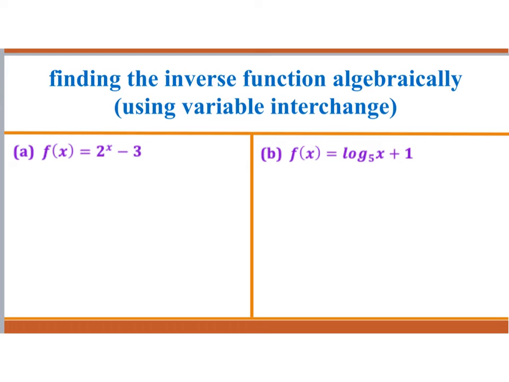f of x is equal to 2 to the x minus 3. So the first step, let's write this as y is equal to 2 to the x minus 3. Then we do the variable interchange. Make y x and make x y. So that will be x is equal to 2 to the y minus 3. Then we solve for y. To solve for y here, we isolate y. First thing that we need to do is add 3 to both sides of the equation. So the result will be x plus 3 is equal to 2 to the y.